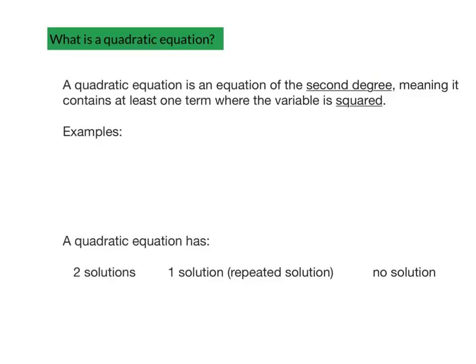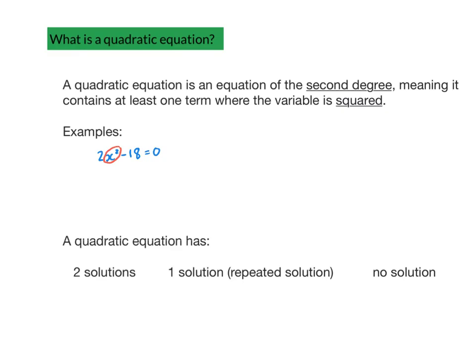A quadratic equation is an equation of the second degree, meaning it contains at least one term where the variable is squared. In other words, the highest power for a variable in my equation will be a 2. Here are some examples of quadratic equations. I could have 2x squared minus 18 is 0. Here I can see that my highest power is x squared.